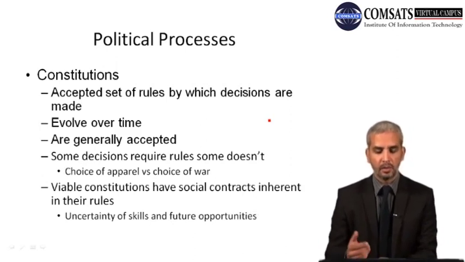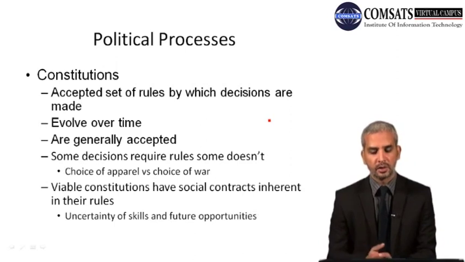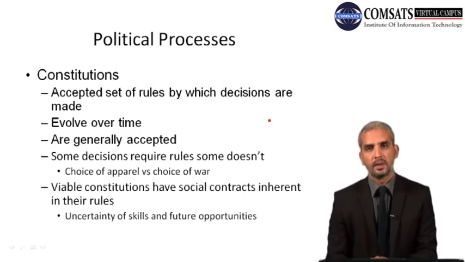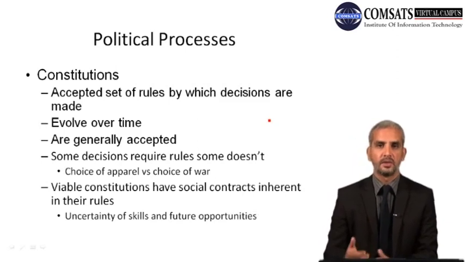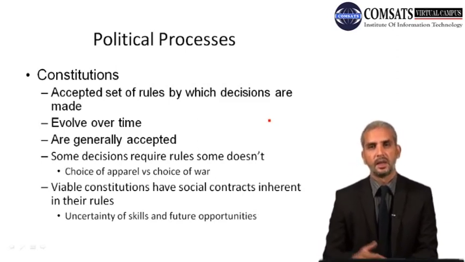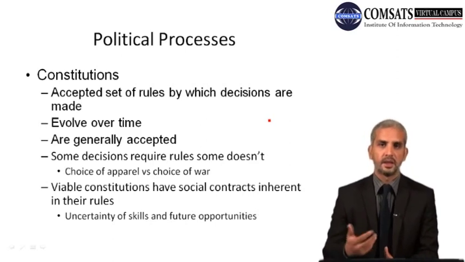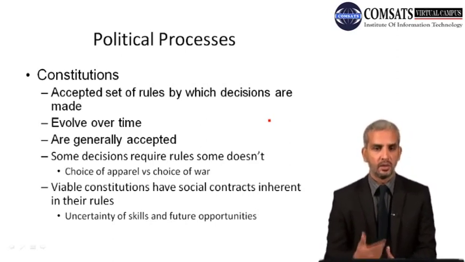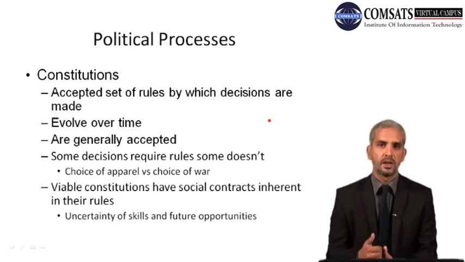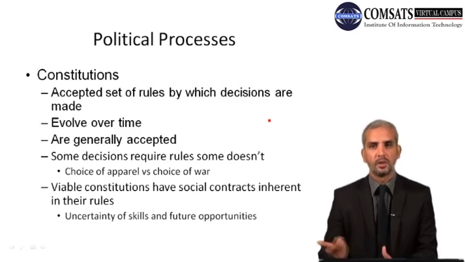Now, how these social contracts and rules are inherent in the constitution is basically the uncertainty of the level of skills of each individual and uncertainty of the future opportunities. When I'm comparing my level of skills with someone else's, there is an uncertainty about how skillful the two individuals are, and based on those skills, what our future opportunities would be.